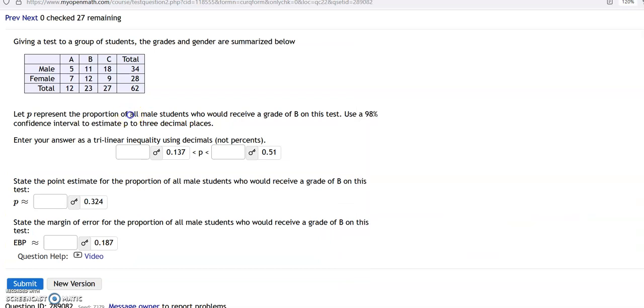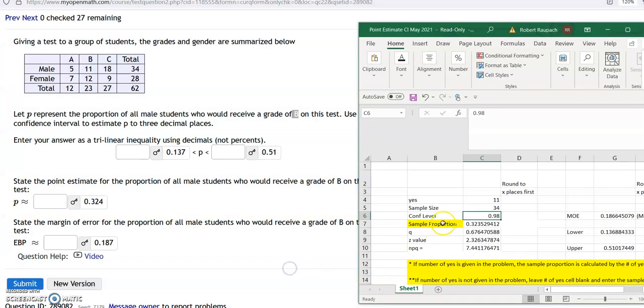Okay, all they're interested in is male students, and of those male students, who got B's? So there are 11 males that got B's out of 34 total. So 11 goes here, 34 here. And your confidence interval is, here's your lower, here's your upper for this answer and this answer.